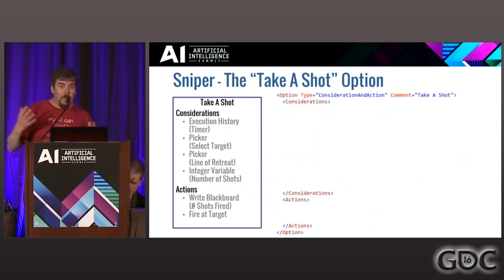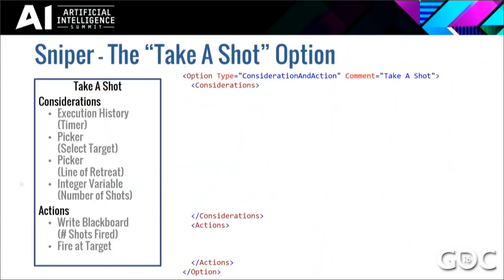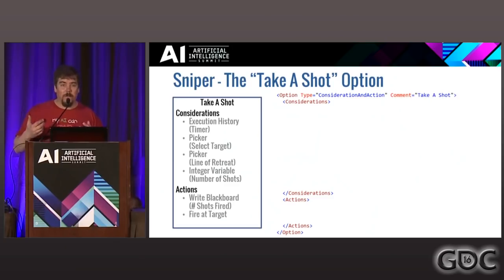So he's going to have an option somewhere in some reasoner. It's probably going to be a utility-based reasoner that's picking the high-level thing he's going to do, that is the take-a-shot option. And that option is going to have some considerations on it that tell us when we should do this thing, and then some actions that say what we should do in the case that it gets picked.